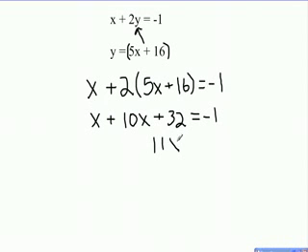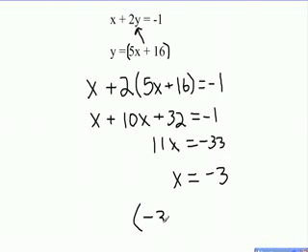I get 11x. I will also flip the 32 over to get -33. Divide each side by 11. X equals -3. Substituting it back up, I can find that 5 times -3 is -15 plus the 16, so y must be 1. So my answer is x equals -3 while y equals 1.